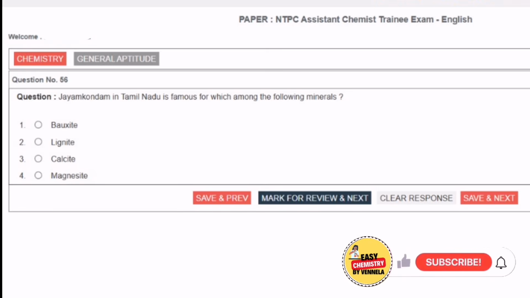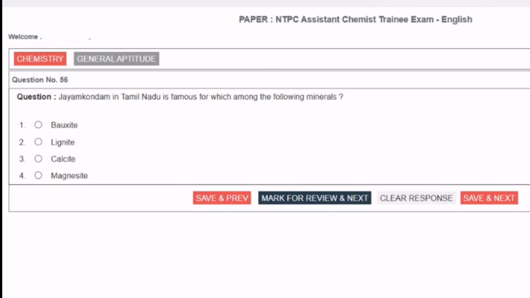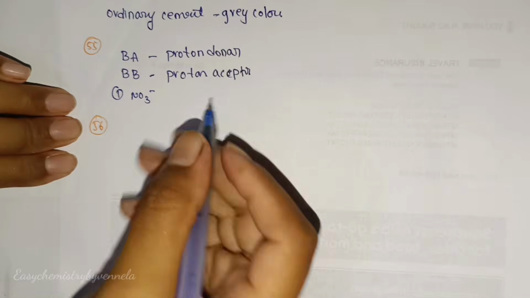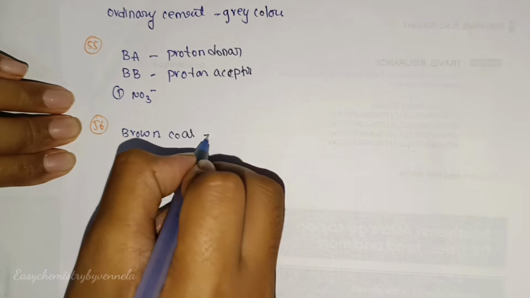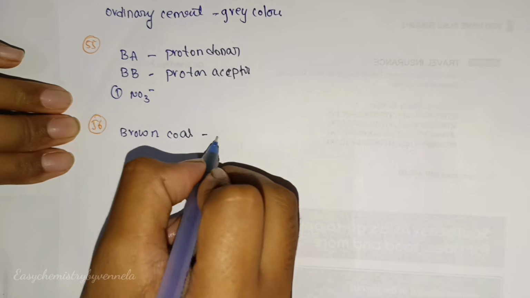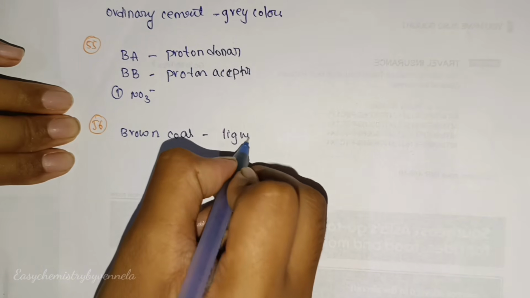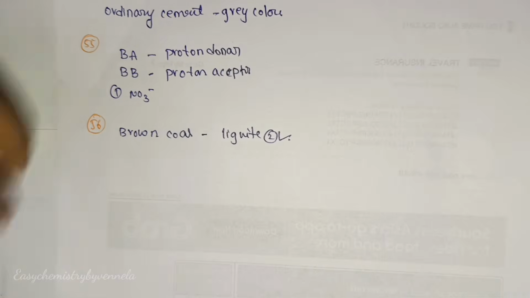Next question. Jayamkondam in Tamil Nadu is famous for which among the following minerals? Bauxite, lignite, calcite, magnesite. Bauxite is an aluminum ore, well known. Next, calcite is limestone. Next, magnesite is in Tamil Nadu, around Salem region. So the correct option is lignite. Lignite is also known as brown coal, a low grade form of coal. Second one is the correct one.